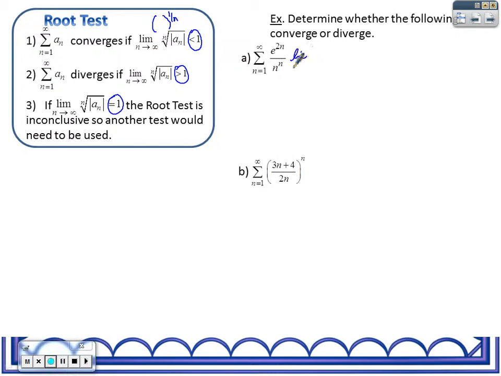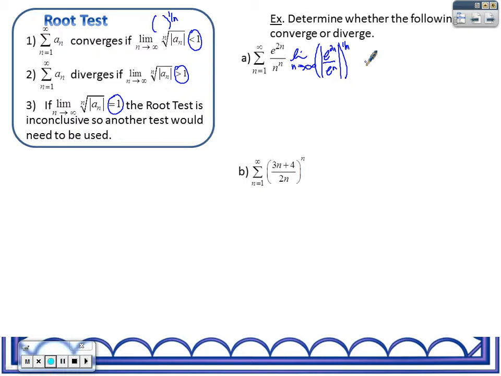Alright, so let's work on this test. So we are going to do the limit as n goes to infinity. We're going to write down our a sub n term, encase it in absolute value, and then raise it to the 1 over n power. So the first thing I would like to think about is, do we need the absolute value there? No, right? There will not be a negative term in there, so I don't need it.